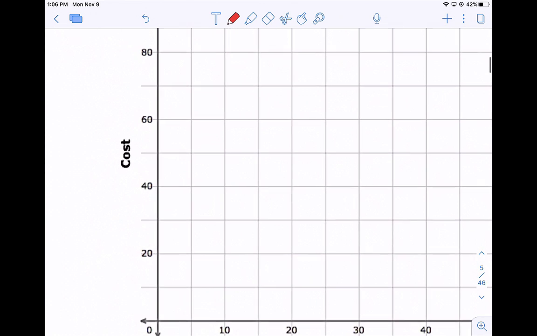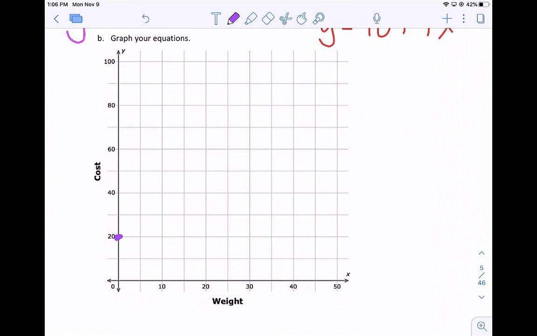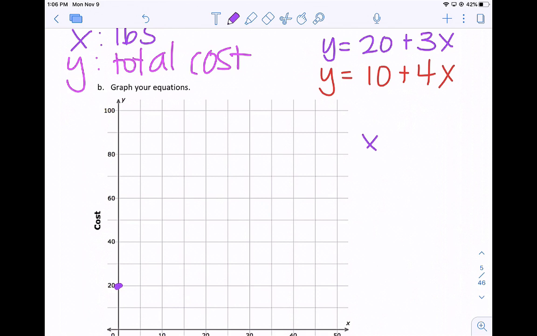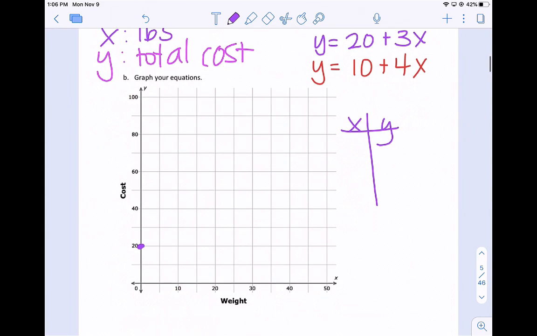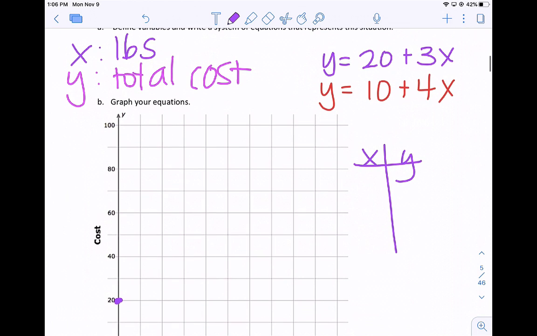So the first one starts at 20, and it goes up 3 every pound. I'm going to make a table so I can get good numbers here because it goes up by like 10, 20, 30, and 40. All right, so we know at 0, it's 20. At 10, I'm going to plug in a 10 right here and solve. 3 times 10 is 30. 30 plus 20 is 50.